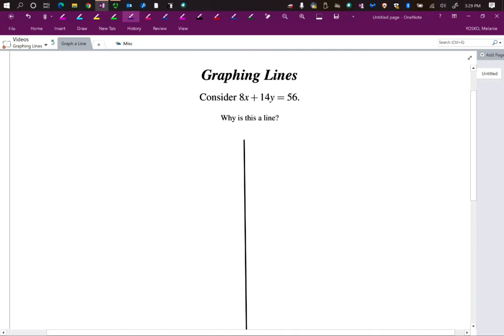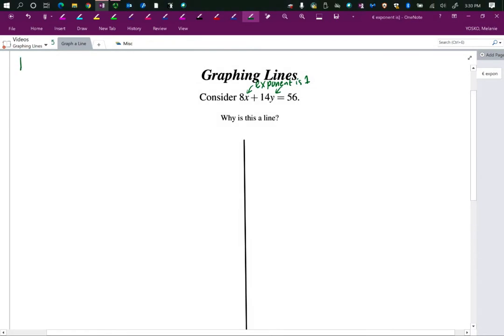Graphing lines. So let's consider a line 8x plus 14y equals 56. And so the first question is, well, how do we know this is even a line? They tell us it's a line, but how do we know? So I want you to look right here and right here. Notice we have two variables, x and y, and both of those are to the first power. So if you look right here, the exponent is 1, and the same thing for y.